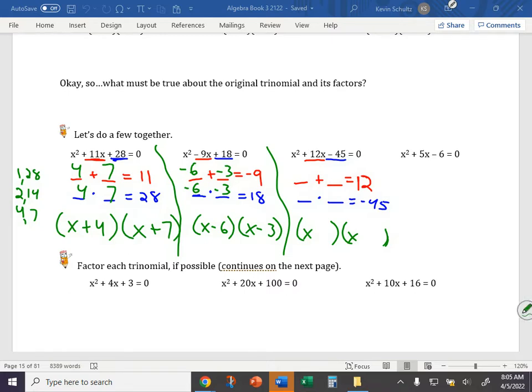Kylie. 15 and -3. 15 plus -3 is 12. 15 times -3 is -45. So positive 15 and -3 are the numbers in our parentheses. Positive 15, -3.